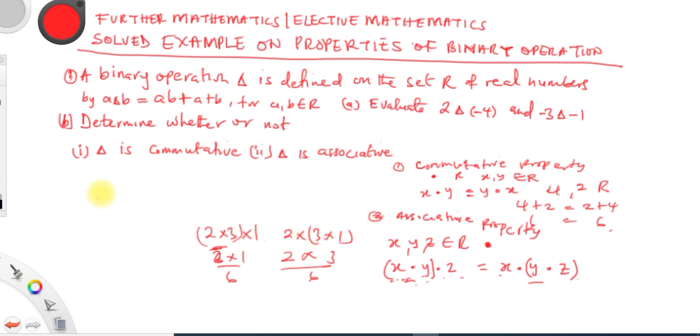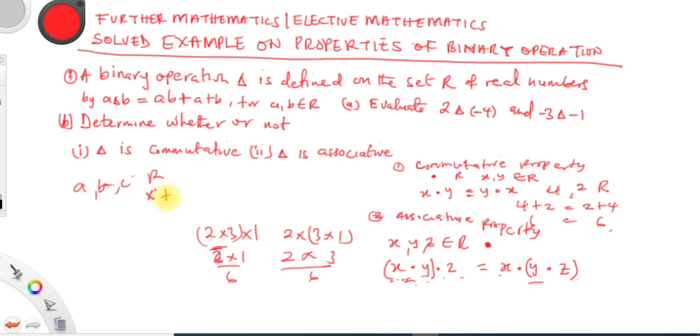We also look at the distributive property, and we said that with the distributive property, we always take 3 elements with 2 operations. So if you define the operation on the set of real numbers, then we will take 3 elements from the set of real numbers, let's say A, B, and C. And then with 2 operations, let's say multiplication and addition.